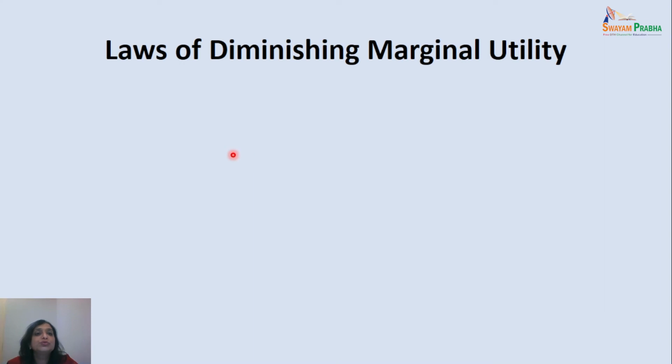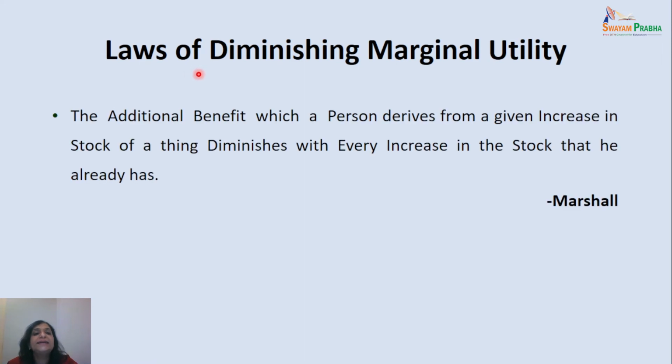Now, let us go to the law of diminishing marginal utility. As the name indicates, it is saying that the additional benefit which a person derives from a given increase in the stock of a thing diminishes with every increase in the stock that he already has.